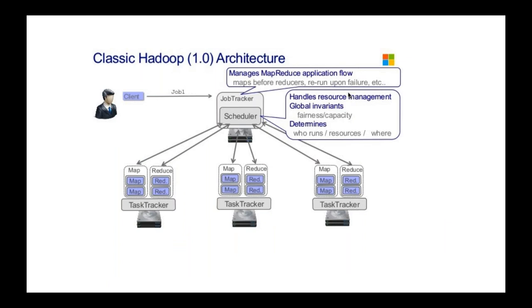So this is what we also call the classic Hadoop structure of 1.0 version. So when the job is received, the name node will have a job tracker and a scheduler. The job tracker manages the map reduce process. Basically, the job tracker reruns maps and reducers upon failure. It's simply like, the job tracker holds the entire jobs it received from the client. And then the scheduler will take the work.